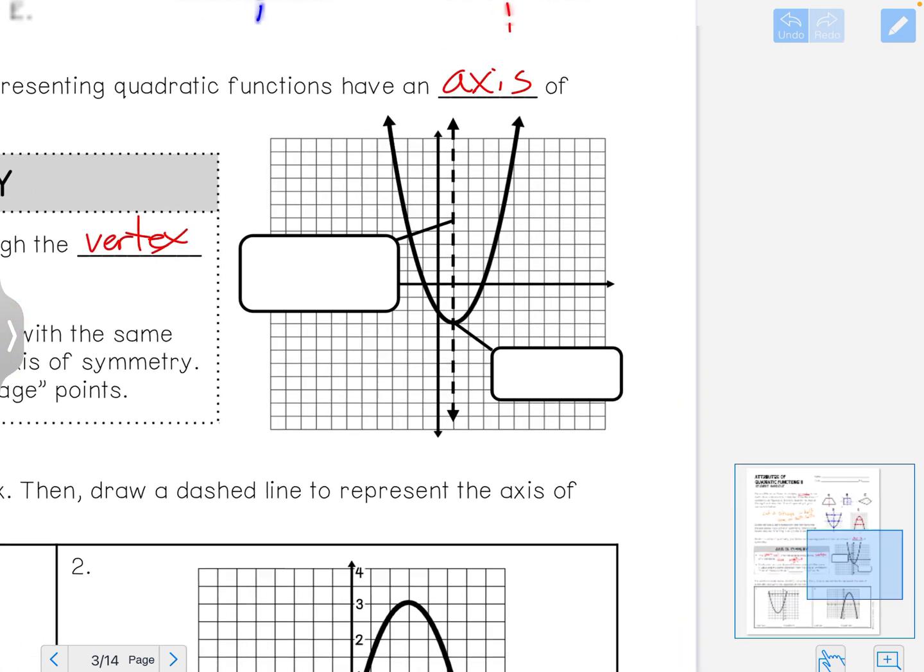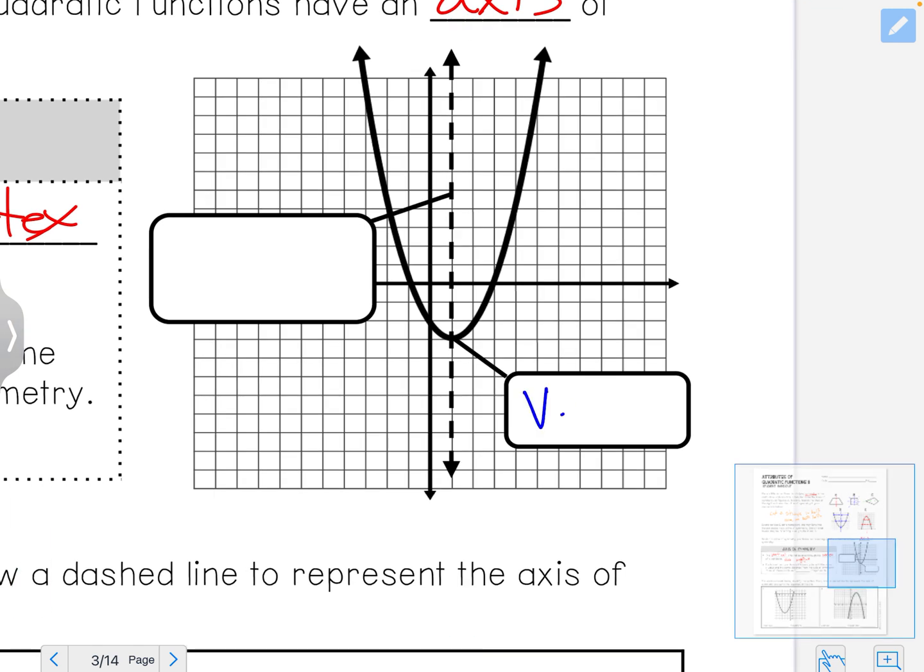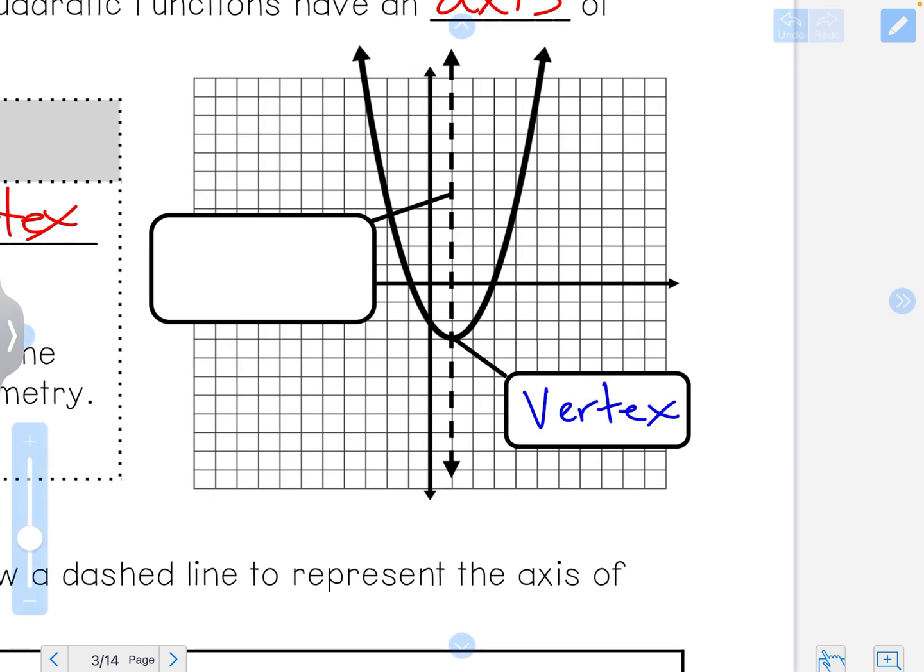When we look at our graph right here, our vertex is always going to be our highest or our lowest point, and then our axis of symmetry is going to go through the vertex and divide the parabola in half. All the points are going to be the same distance away, or like we put in our notes, mirror images of each other.